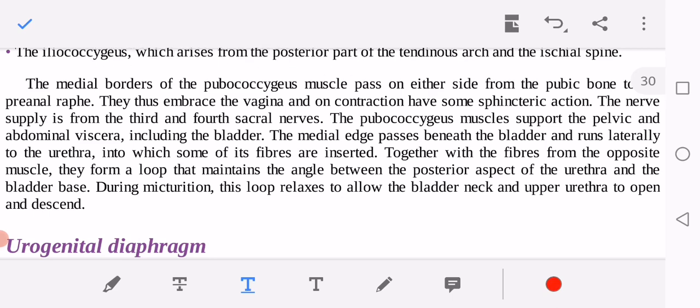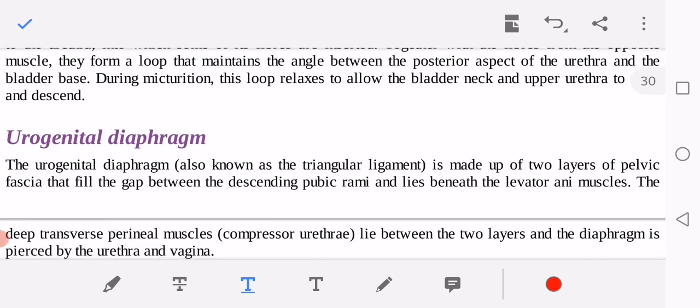The pubococcygeus muscles support the pelvic and abdominal viscera, including the bladder. The medial edge passes beneath the bladder and runs laterally to the urethra, into which some of the fibers are inserted, and together with the fibers from the opposite muscle, they form a loop that maintains the angle between the posterior aspect of the urethra and the bladder base. That angle is of 100 degrees that we read above. During micturition, this loop relaxes to allow the bladder neck and upper urethra to open and descend.